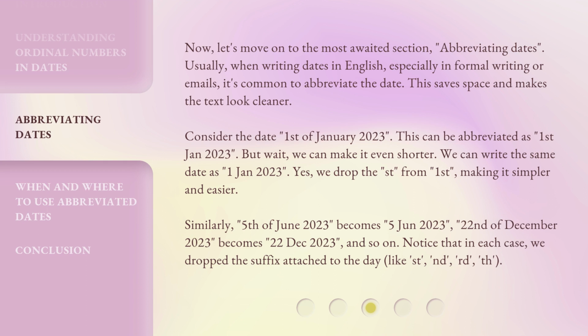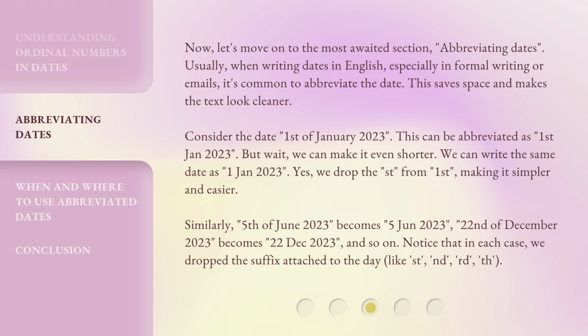Now, let's move on to the most awaited section, abbreviating dates. Usually, when writing dates in English, especially in formal writing or emails, it's common to abbreviate the date. This saves space and makes the text look cleaner. Consider the date, 1st of January 2023. This can be abbreviated as the 1st of January 2023.